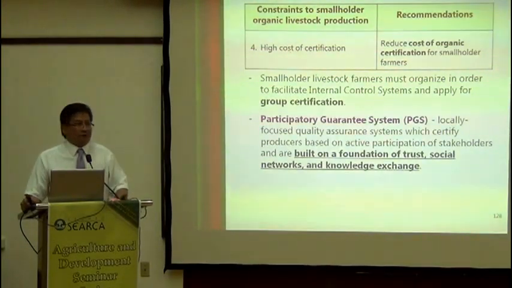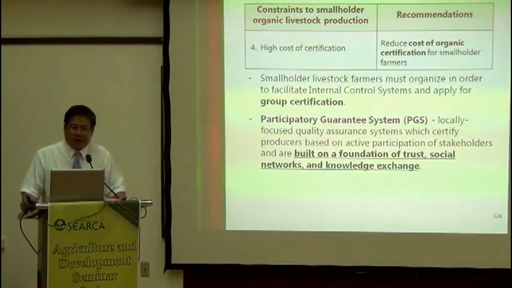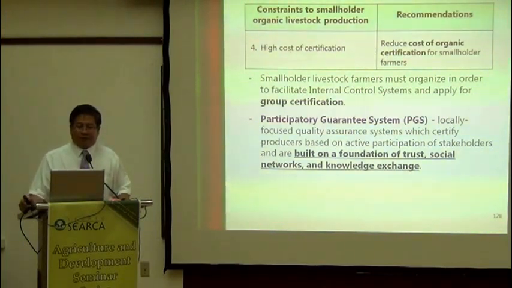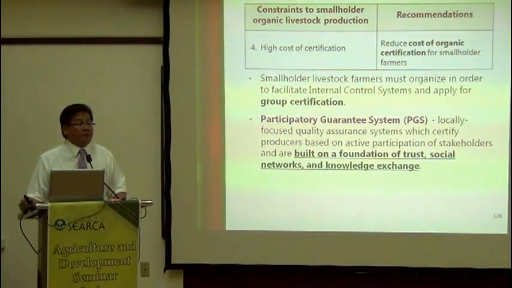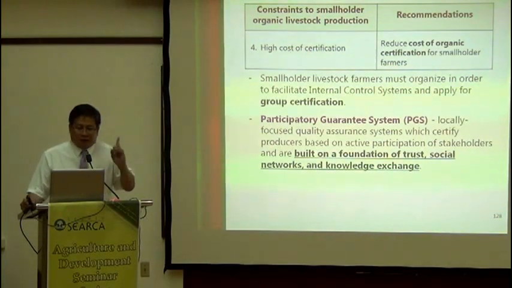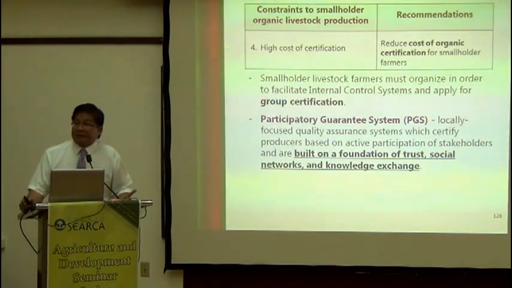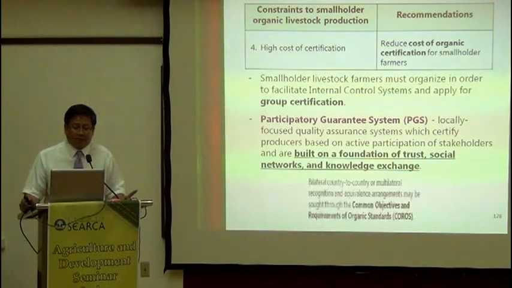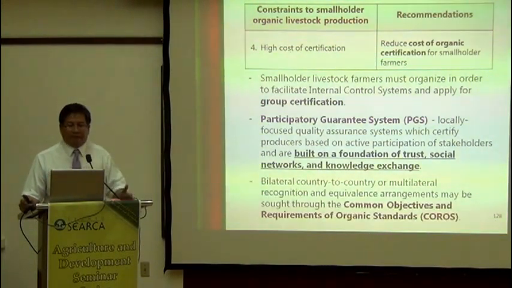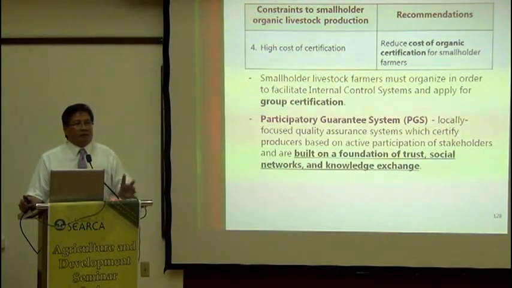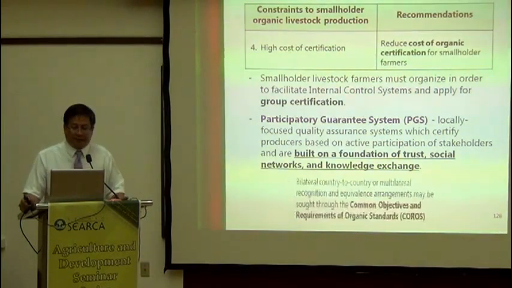Although alternatively, or more practically, we could make use of what is known as the PGS. I don't know if you've heard about PGS, Participatory Guarantee System. It's a locally focused quality assurance system. It certifies producers based on active participation of stakeholders. And these are built mainly on the foundation of trust, networks, and knowledge exchange. And this is actually being promoted mainly by local NGOs such as Nasopan.